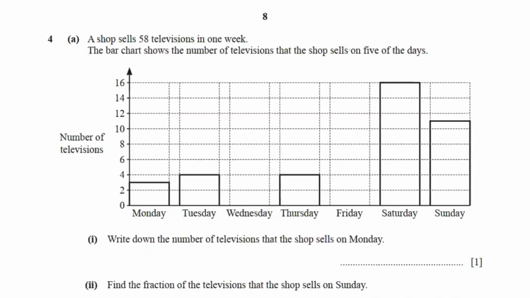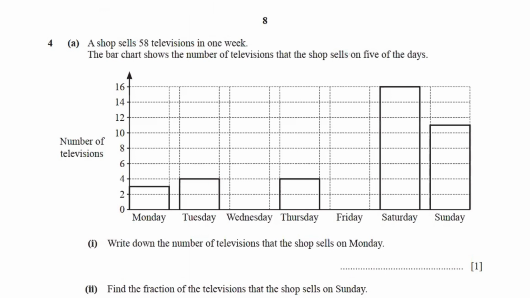So going back to the bar chart, Wednesday is going to be 8, and Friday is going to be 12. So this is how you complete your bar chart for the given information.